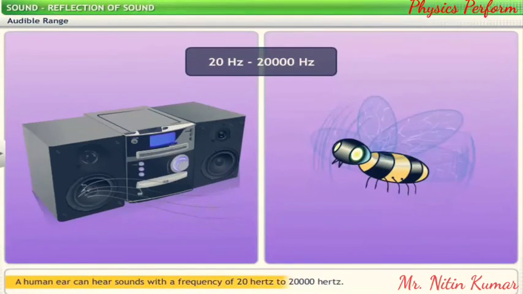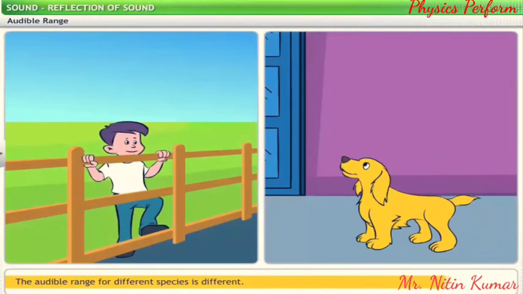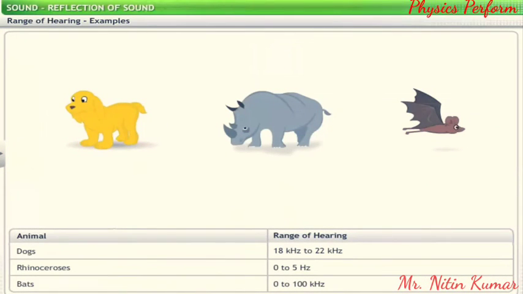A human ear can only hear sounds that are within a frequency of 20 Hz to 20,000 Hz. This range of frequency is called the audible range. We cannot hear sounds with a frequency lesser or greater than this audible range. However, the audible range for different species is different. Dogs, for example, have an audible range much higher than that of humans. That's why people have watchdogs. Dogs can hear many sounds that are not audible to the human ear.